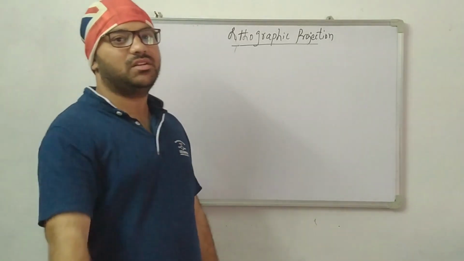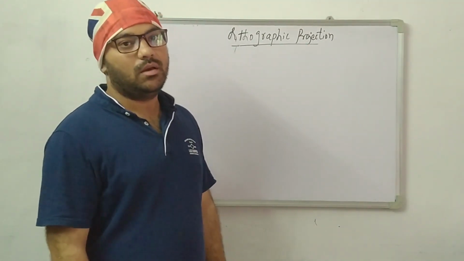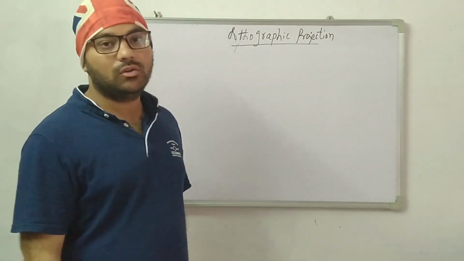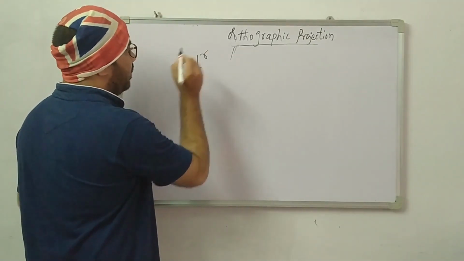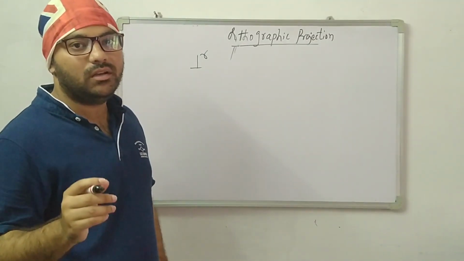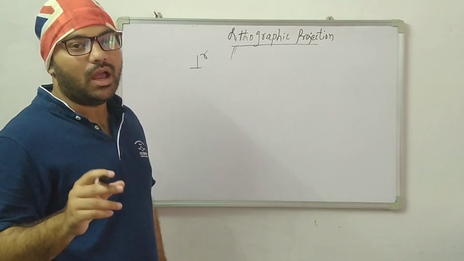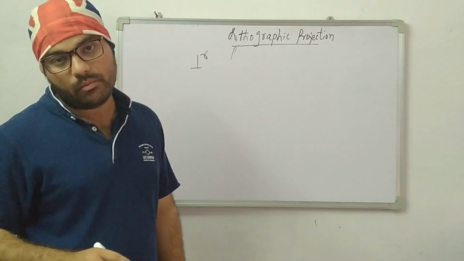Good morning students. In this session I will discuss a concept on orthographic projections. First of all, a basic question: what is meant by ortho? Ortho means perpendicular. So what is perpendicular here? The rays of vision will meet the object in a perpendicular way, and the image obtained on the projection plane is nothing but the orthographic projection.